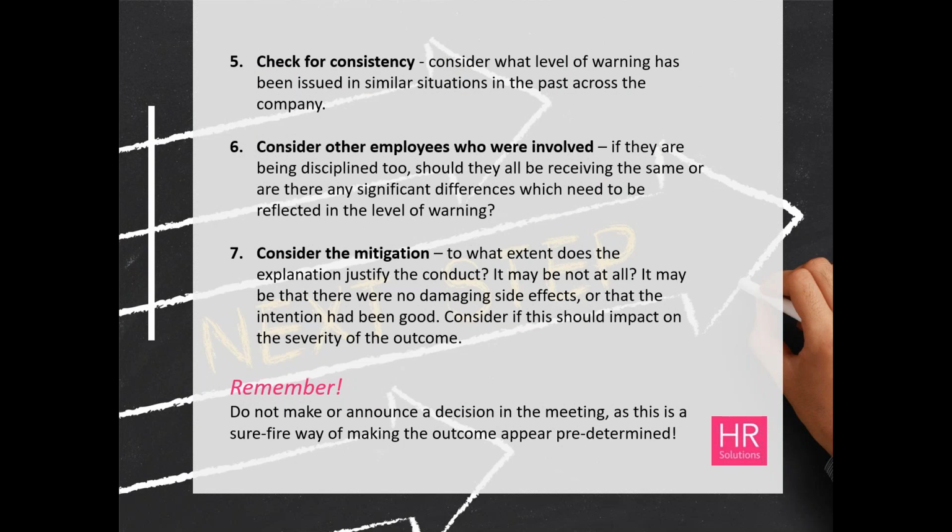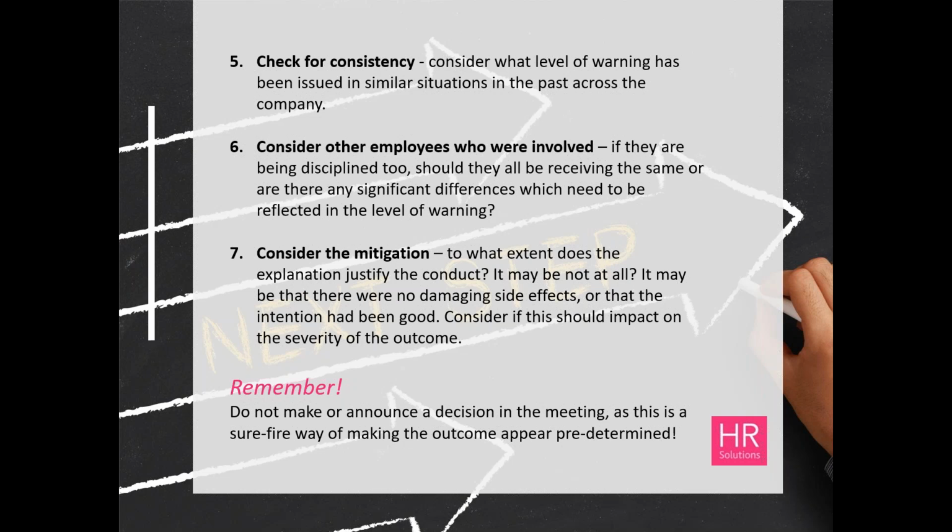Consider any mitigation. So again, you've thought about what level of warning the policy says or what you've issued in the past, but do they have any mitigation? Is there any explanation that justifies the conduct at all? Are there any damaging side effects? Had their intention been good the whole time or not? And consider whether or not this should impact on the severity of the outcome.